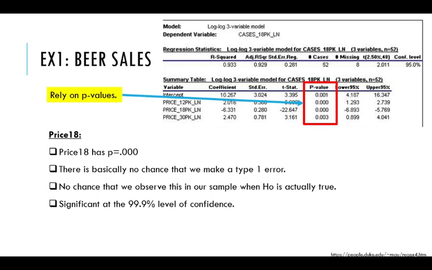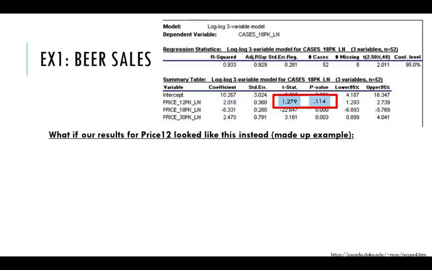Now, we can also say that this result is significant at the 99.9% level of confidence, right? Because I have a p-value of 0.000, meaning that the chance of making a type 1 error is basically 0. And if the chance of error is basically 0, then I have a highly significant result. It's significant at the 99.9% level as well.